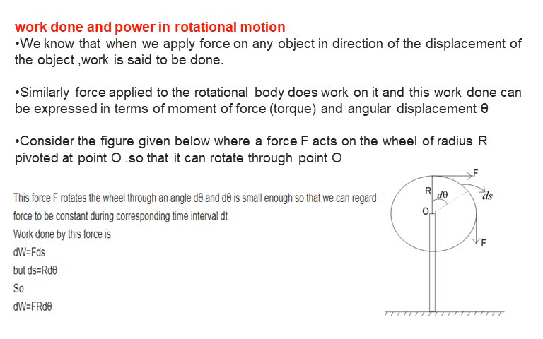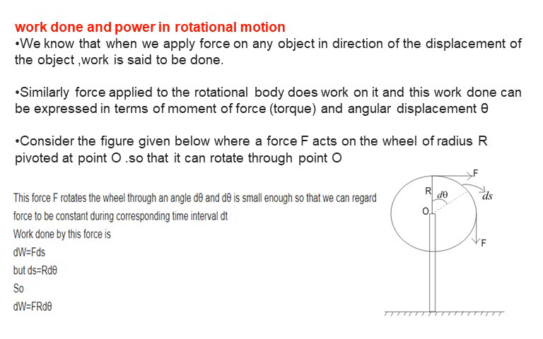Consider the figure shown where force F acts on the wheel of radius r pivoted at point O so that it can rotate about point O. This force F rotates the wheel through an angle d theta, and d theta is very small so that we can regard the force to be constant during the corresponding time interval dt.